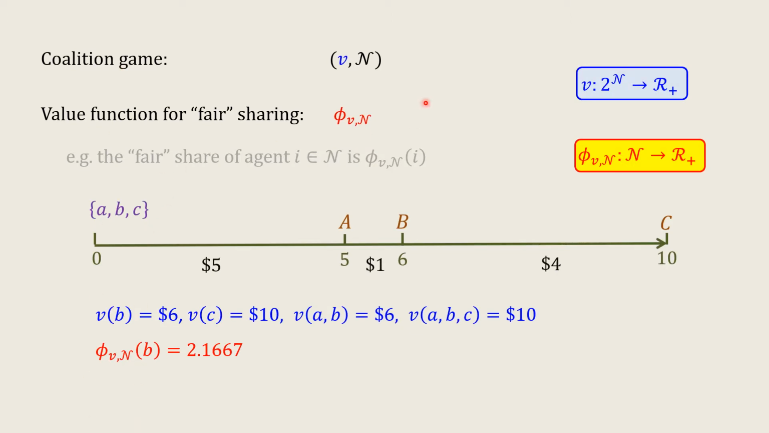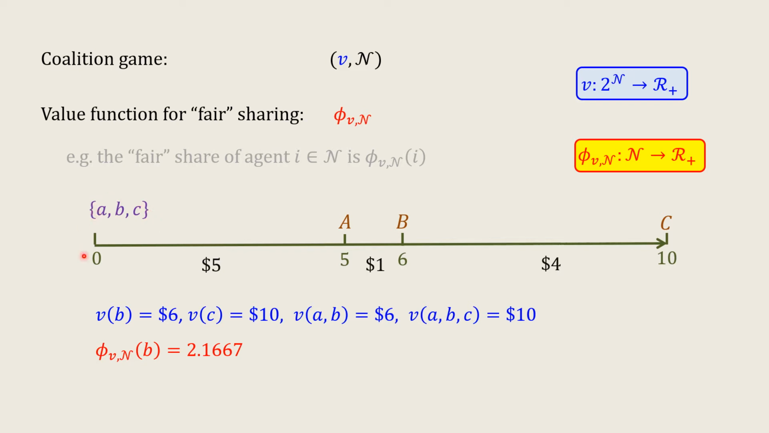Now, I hope that the distinction between this V here and this phi here, both of which I refer to as values, is clear. This V here is a mapping from 2 to the n, which is any coalition, to R plus, a positive real number, but phi is a mapping from an agent to a real number. This little example will make it clear, which we have seen earlier.